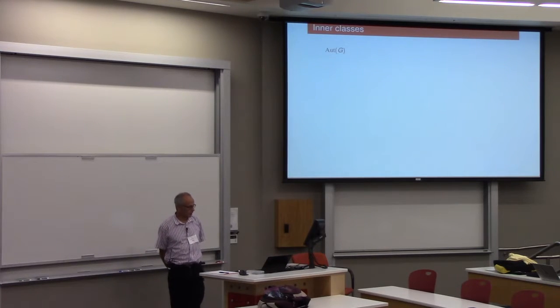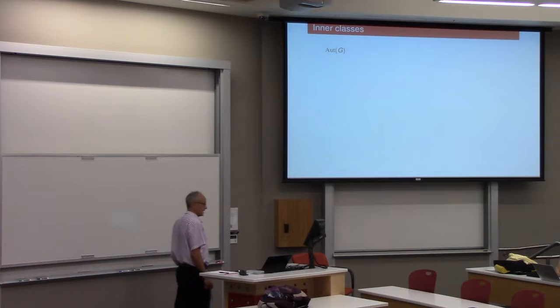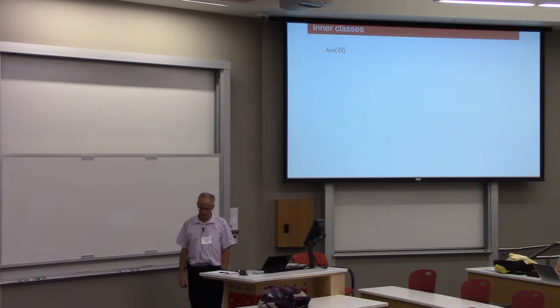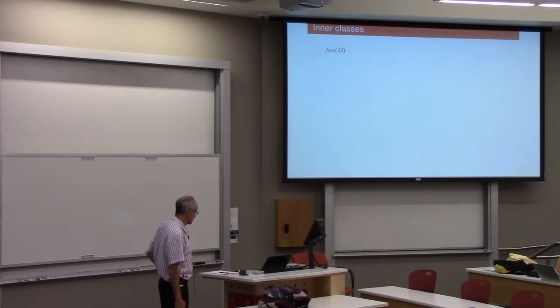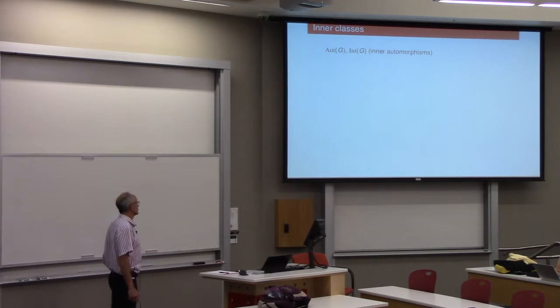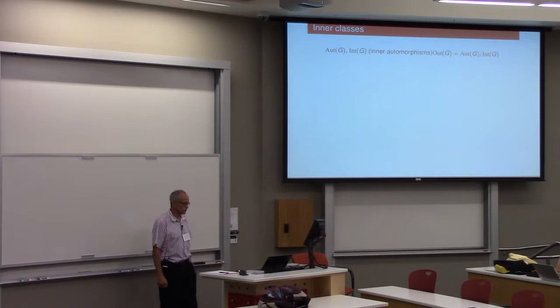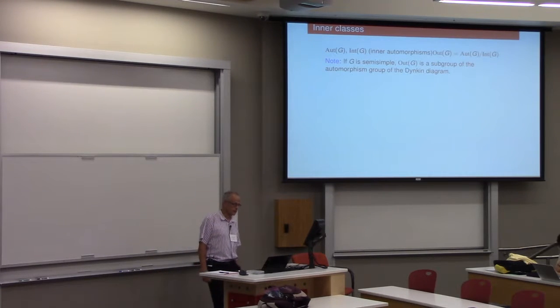Okay, so the first thing I want to do is just quickly go through a couple of slides at the beginning of the talk about inner classes. I talked about this yesterday during the afternoon session, and as a matter of fact, I think I covered it more thoroughly than what's on these slides, so I'm just going to go rather quickly through these. We have the automorphism group of G, and the space of inner automorphisms, and the outer automorphism group is, by definition, the quotient.